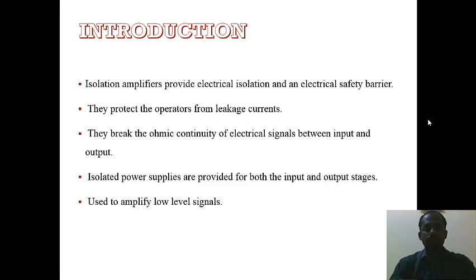Since these both are being separated, these two parts have to be given an insulated power supply. Normally DC to DC converters will be used on both sides, and isolated power supplies will be given. Isolation amplifiers are used to amplify low level signals. Obviously it can only handle low level signals, and it is used particularly in places where low level signals are used. For example, ECG, electrocardiogram signals, and applications like that.